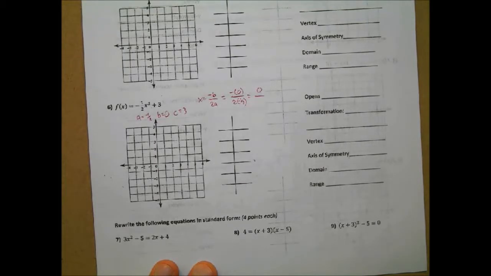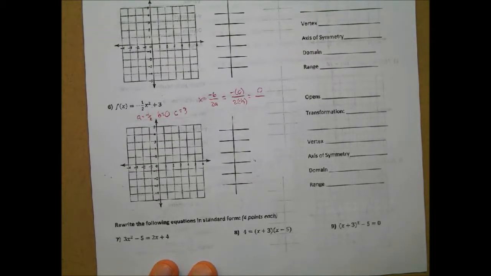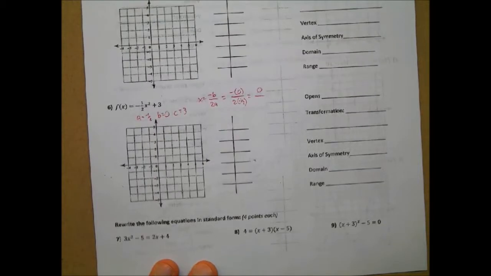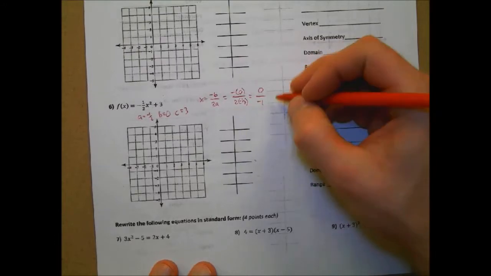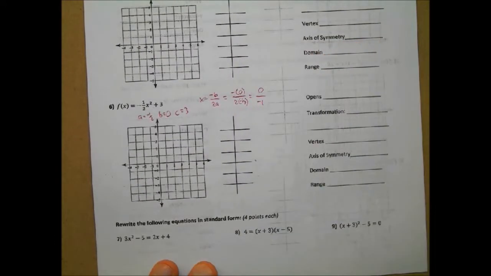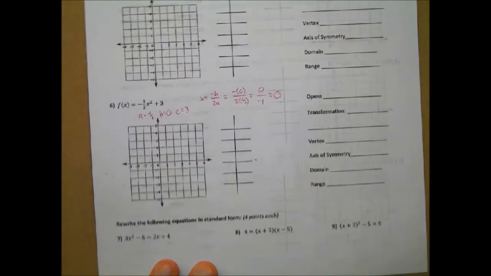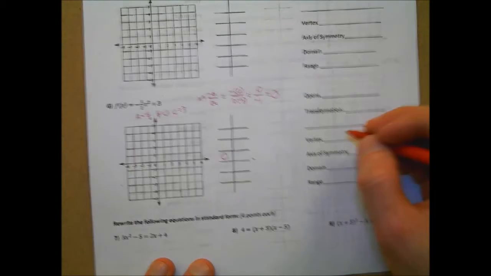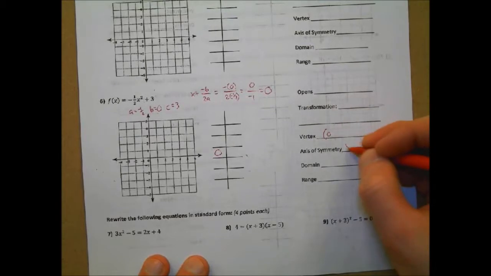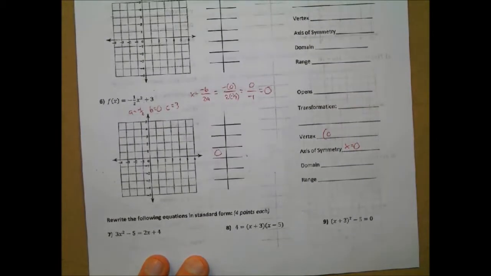What's -1/2 times 2? Or 2 times -1/2? What's half of 2? 1. But it's -1/2 times 2, so it's going to be -1. But what's 0 divided by -1? 0. Okay? So our vertex has an x-coordinate of 0. Our axis of symmetry is going to be x equals 0.